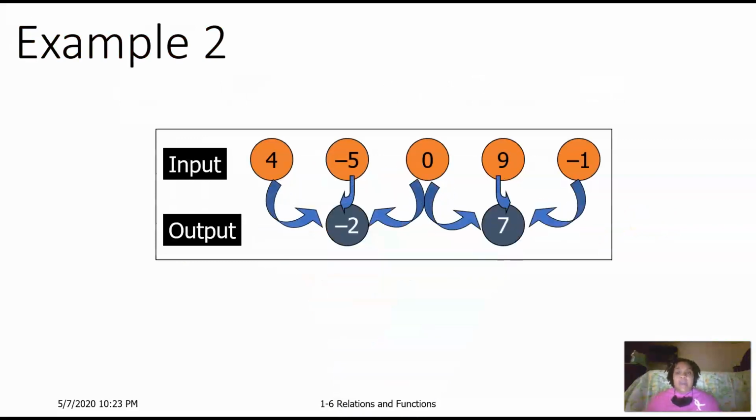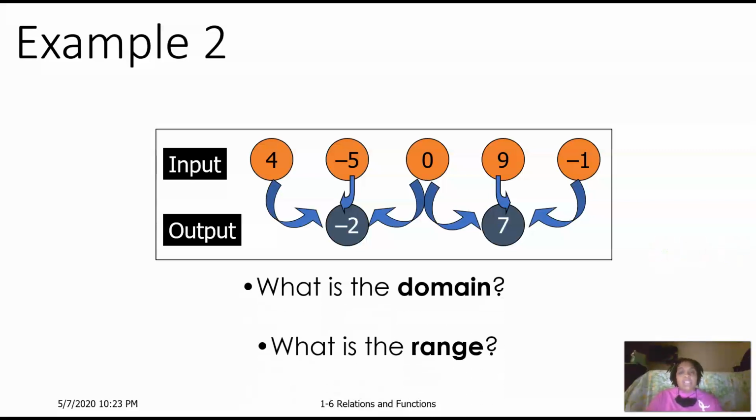And looking at this map here, which has 4, -4, -5, 0, 9, and -1, -2, and 7. What is the domain and what is the range? The inputs are the domains, 4, -5, 0, 9, and -1, and the outputs are the range. Okay.